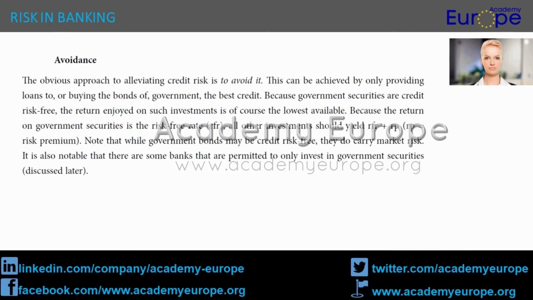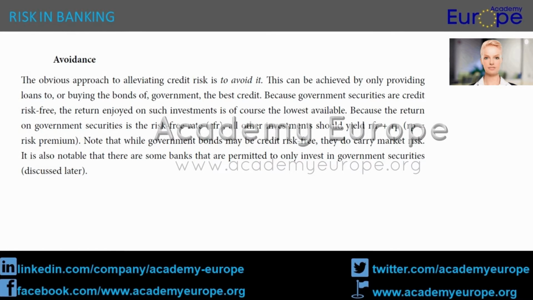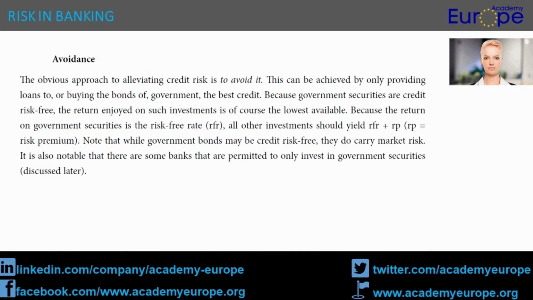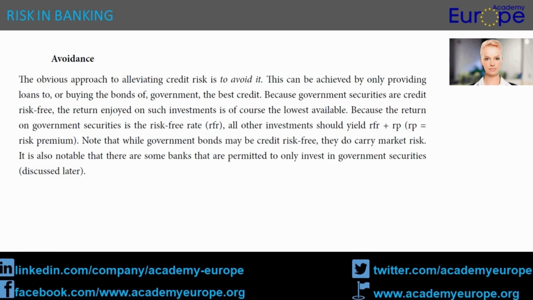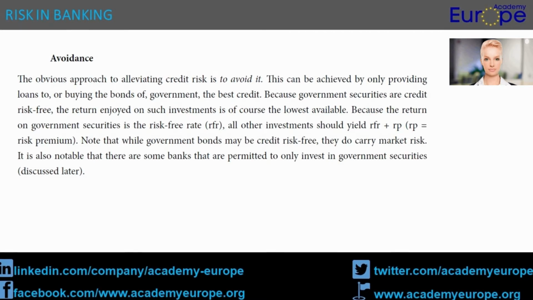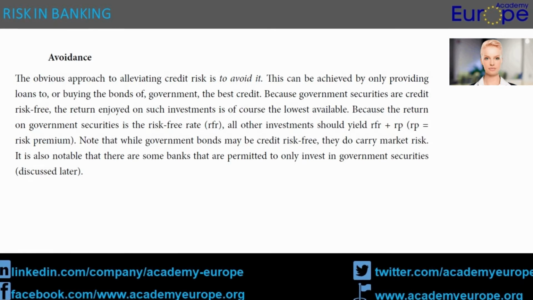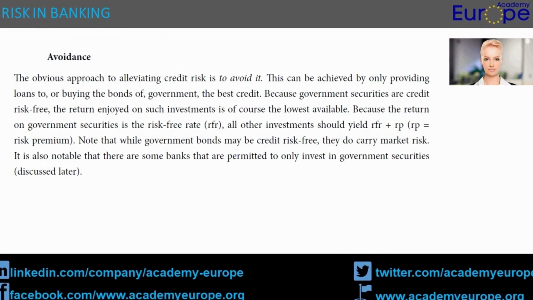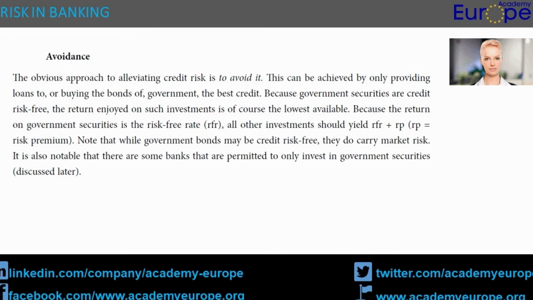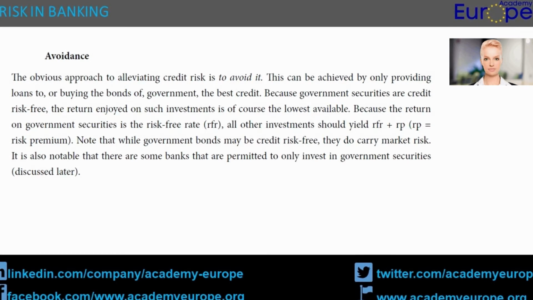Avoidance. The obvious approach to alleviating credit risk is to avoid it. This can be achieved by only providing loans to, or buying the bonds of, government, the best credit. Because government securities are credit risk-free, the return enjoyed on such investments is of course the lowest available.